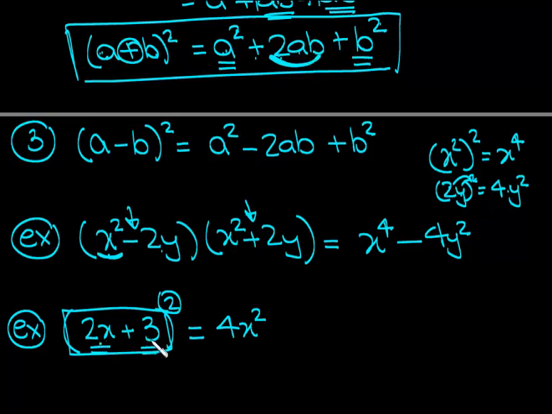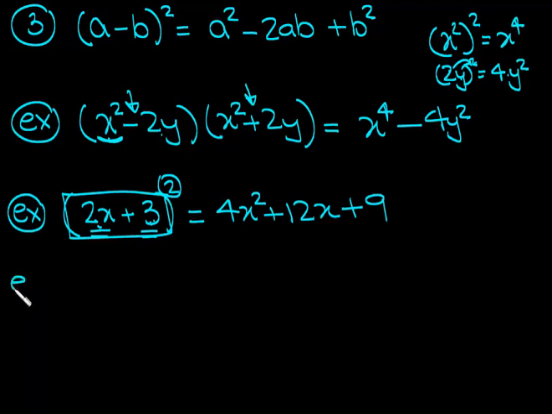This is my first and the second number, so let's multiply those first. 2x times 3 is 6x, and then you multiply that by 2. So 6x times 2 is 12x. Plus, I get b squared. b is my second term of the binomial, so I square 3. 3 times 3 is 9. There's your answer. So if you have this formula memorized, it really does go extremely fast.